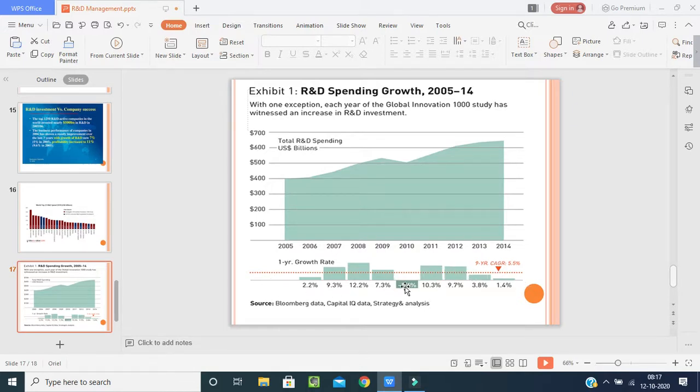Because of this lockdown, again it has gone into minus. Now this is the 1 year growth rate. How is it going? What percentage has it grown? So with the help of R&D, they will give the data to us properly.